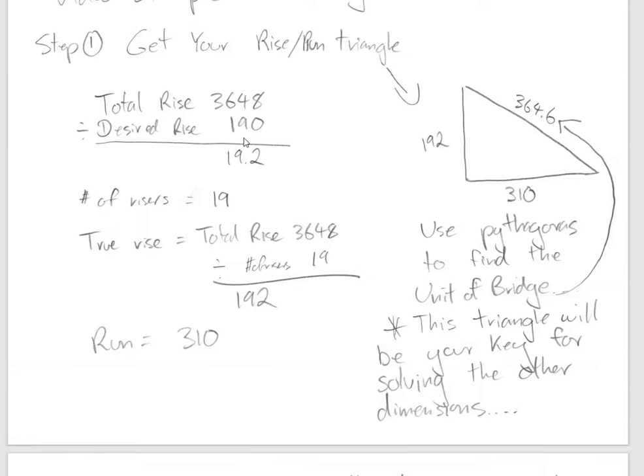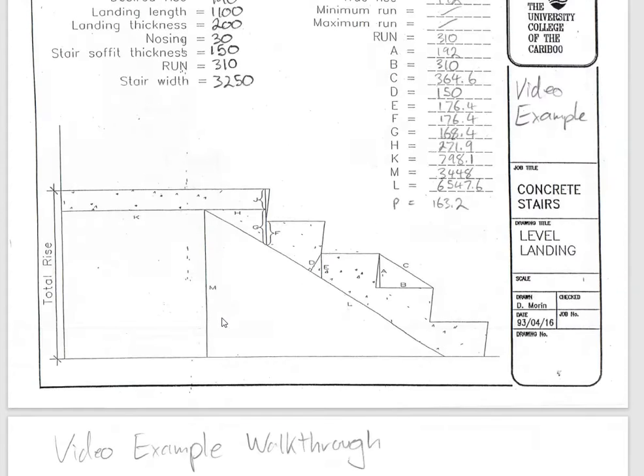Total rise divided by desired rise gives you 19.2 rises. Can't have a fraction of a rise, so we're going to round that down to 19. So 19 will be our number of risers. Once we've found our number of risers, we're going to put that number back into the total rise to figure out our true rise per step. And we get 192 in this situation. The run was given to us here.